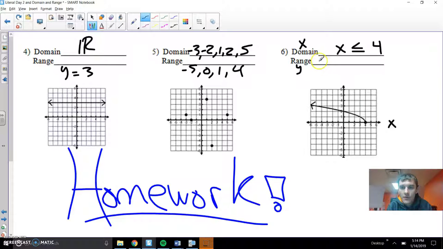So what I would say for this is all of the y values have to be greater than or equal to 0. There's no y values that are negative in this case. So think about it left to right. It goes as far right as 4, and it's from that value down. So x is less than or equal to 4. Or if I'm thinking about up and down, all the y values are 0 or greater.